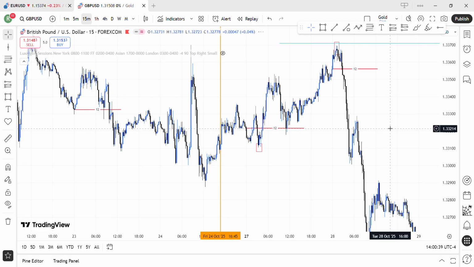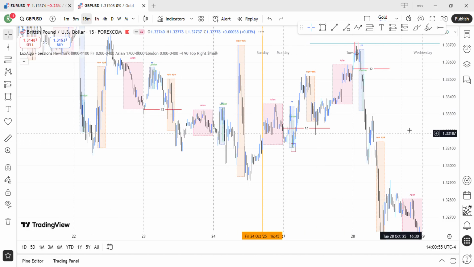As you all know, I use inducements, which is liquidity of sessions and previous days' highs and lows. I use them to enter and exit my trades. Okay, let's start. Let's turn on our super indicator, that is session.